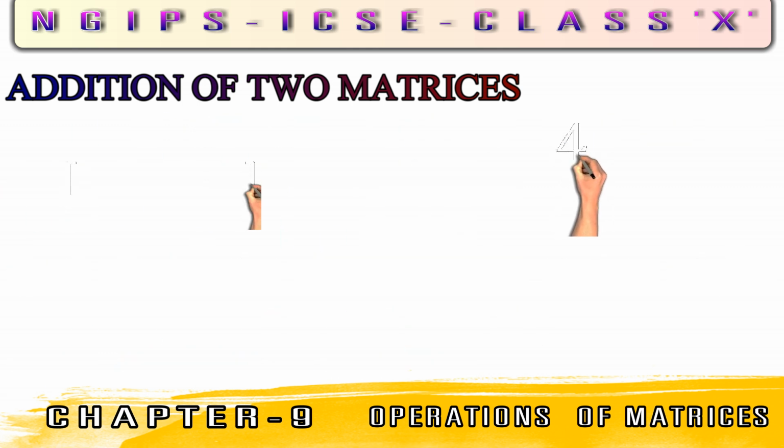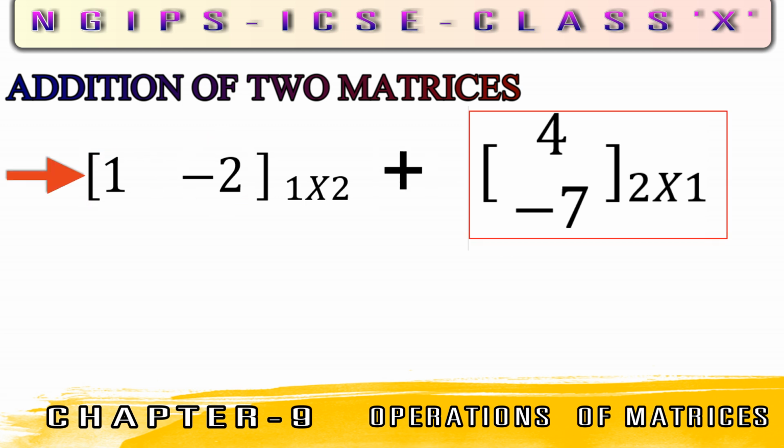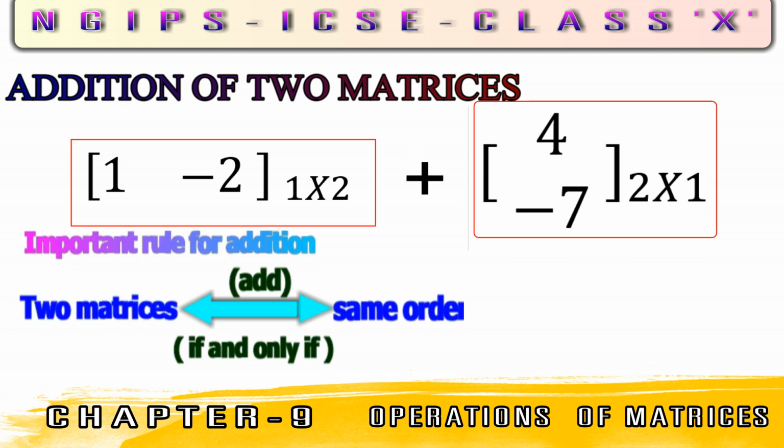Now, let me give you two matrices and you have to tell me if they can be added or not. The first matrix is 1, minus 2 in a row and the second one is 4, minus 7 in a column. Can these two matrices be added? Refer to this rule and answer this question.